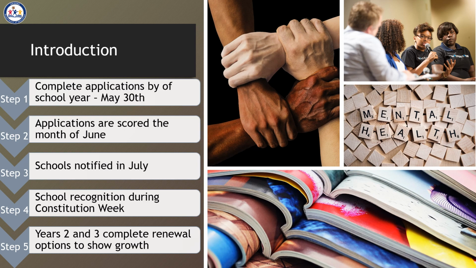Schools will now be recognized during the week of Constitution Day in a separate school recognition ceremony beginning in September 2020. Also, when schools fill out the CE2 application for the first time and are recognized, they will not need to fill out the application for the next 3 years. In years 2 and 3 of the award cycle, recognized schools will participate in a menu of options to show committed growth in civic engagement practices and community outreach.